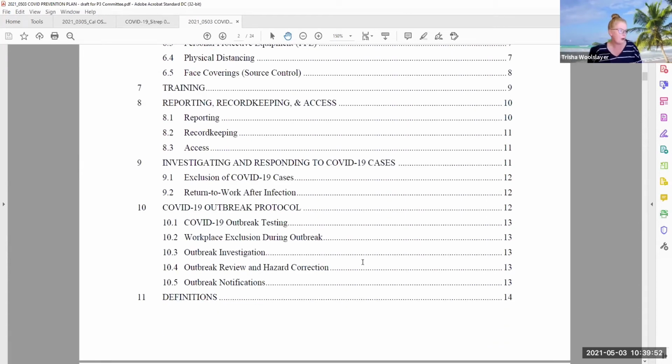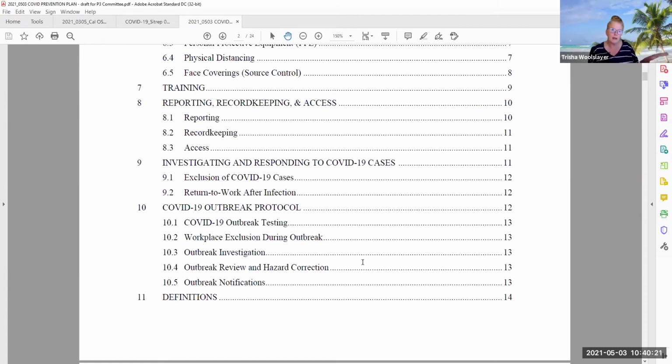And then we do have our outbreak section. The outbreak section is also called out specifically in the Cal OSHA standard. There are actually two sections of the Cal OSHA standard. One says outbreak and then one says major outbreak. For us, the only outbreak we've ever had, and you all have heard about it because of our testing, was the lesser of the two kinds of outbreaks, where it's 3 or more cases in a workplace within a 14-day period. So this section goes over that protocol.